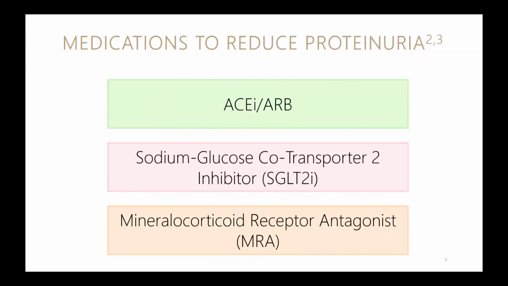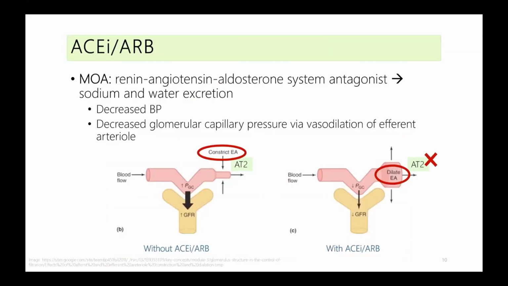I think my presentation will dovetail nicely off of Deanna's presentation earlier, and so hopefully I can provide a little bit more context about the use of these agents beyond what she discussed. For ACE inhibitors and ARBs, let's start out with them. As a refresher, they are renin-angiotensin-aldosterone system antagonists, which then lead to sodium and water excretion. This mechanism of action can be beneficial to CKD in two ways. First, it decreases the blood pressure, and hypertension is a known contributor to CKD progression.